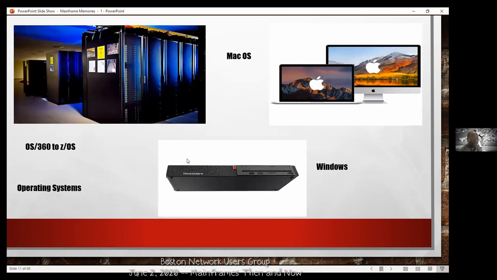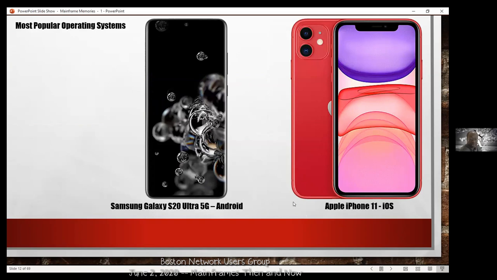Operating systems. The operating system, as folks may know, is that part of the system which controls what type of processing, how it's done, and uses whatever capacity is given to it. From the mainframe side, these, as I referred to before, the OS 360, up to the latest version of ZOS. Other operating systems that people use, one way or another, would be Mac OS, or as we were talking about earlier, Windows. Probably the most popular operating systems that people know of would be Android and iPhone, because I'm sure everyone on this call is using one or the other every day and every way, pretty much.